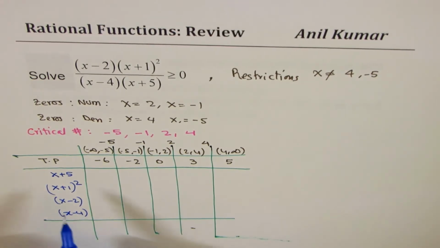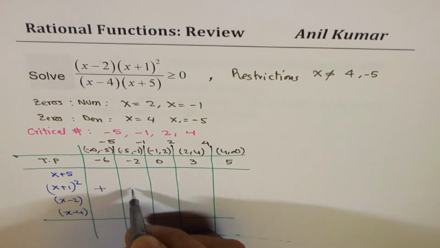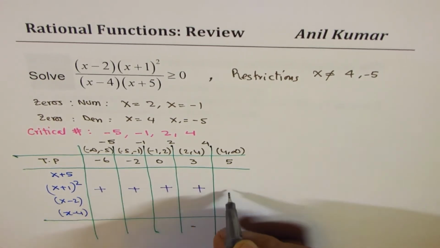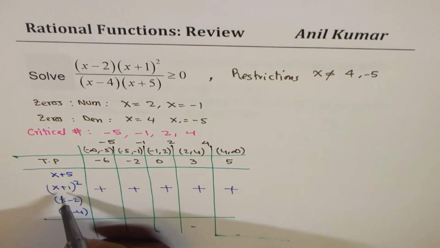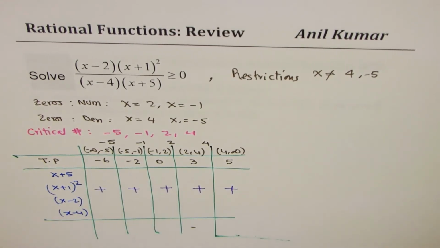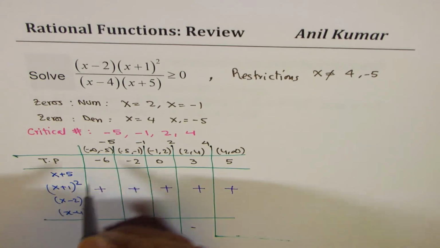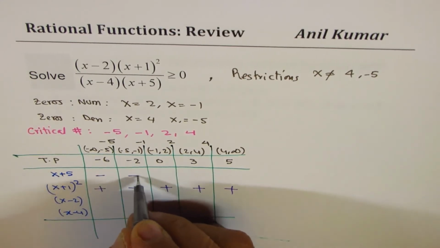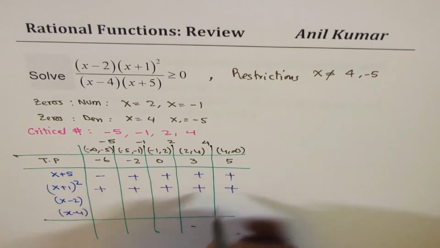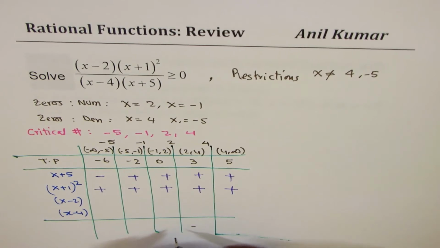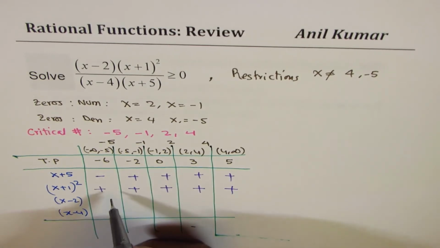Now, it is simple to first write down that a square will always be positive. Let's not make any mistake here. Square means whatever you write, it will make it positive. Correct? Okay, let's do the rest. -6 here will give you a negative. -2, all these will be positive for me. Correct?